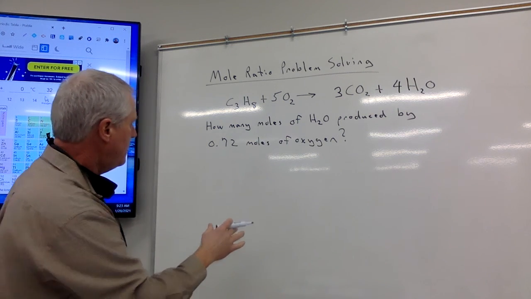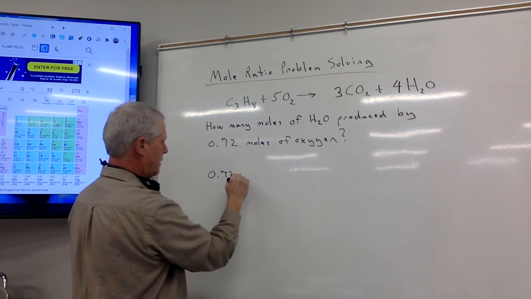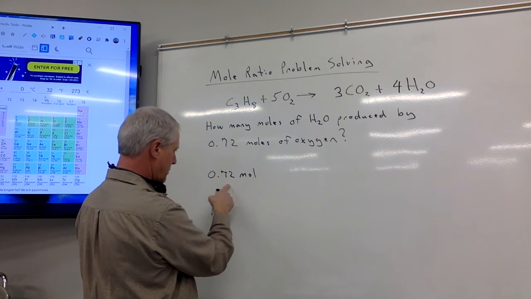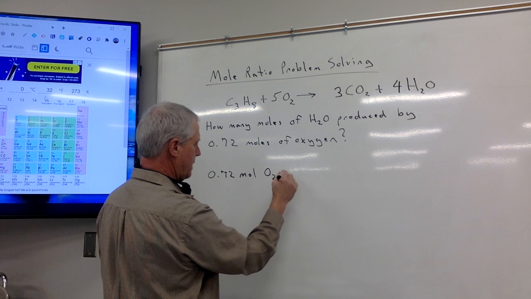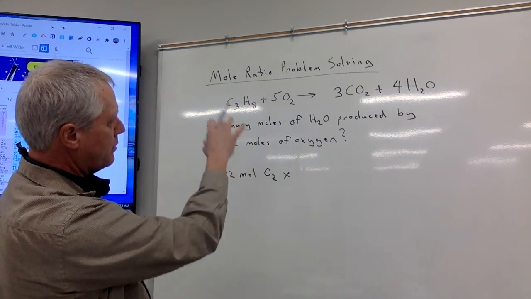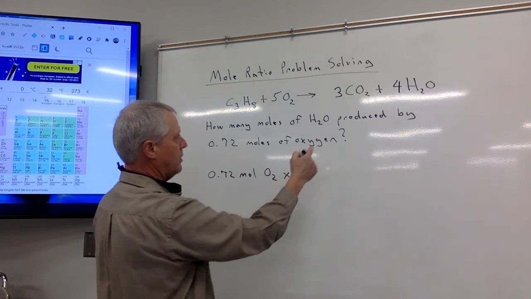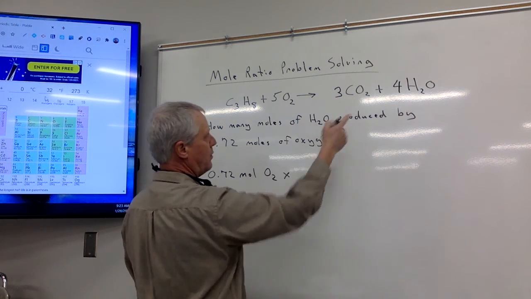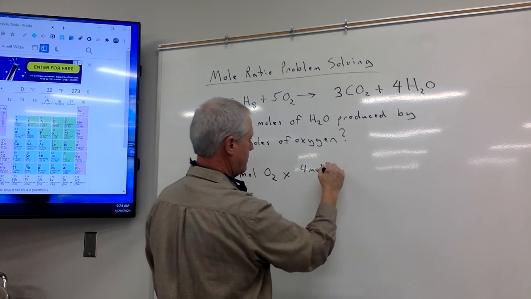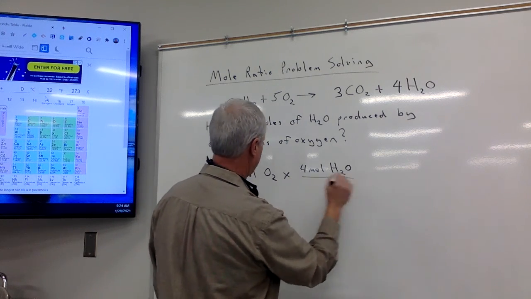Now, how do we solve the problem? What we want to do is start with what we know, and that is 0.72 moles, where the unit for moles is just mol, of oxygen. That's what we know going in. Now we have to use a conversion factor, and that is the mole ratio of what we're looking for, water, to oxygen. So what is the mole ratio? For every 5 moles of oxygen, there are 4 moles of water. That's where we start with our conversion factor, because we're looking for how many total moles of water would be produced from this amount of oxygen.